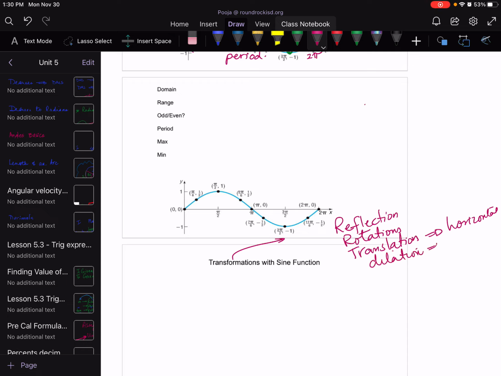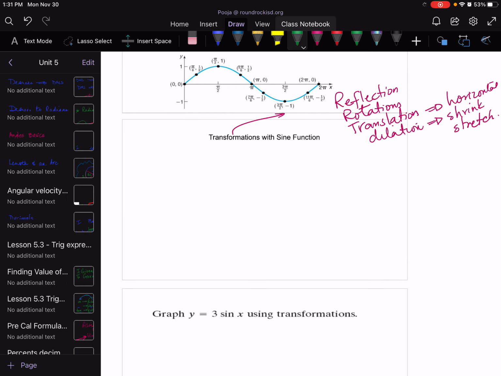Dilation is also referred to as shrink, horizontal shrink, vertical shrink, or stretch, horizontal stretch or vertical stretch. Okay, that's associated with that. So this is the second topic, transformations. Again, keep in mind, the parent function of sine is y equals sine x. However, if there are transformations associated, then we end up using a, b, c, and d. A sine b, x plus minus c plus minus d.